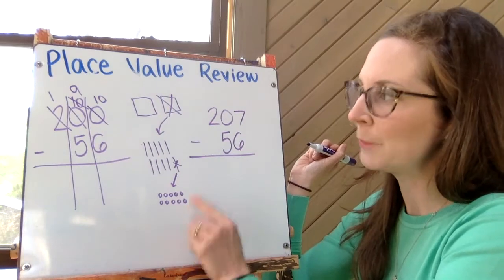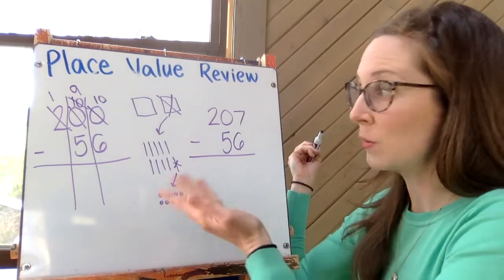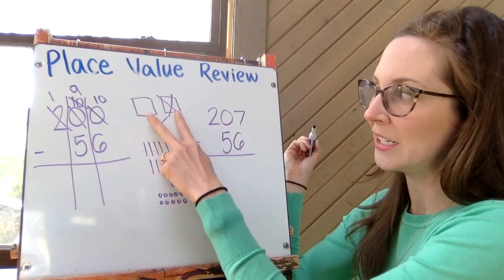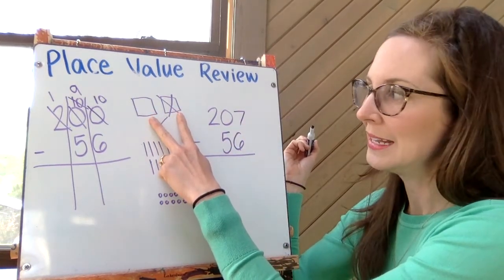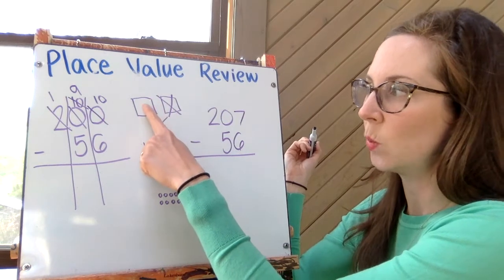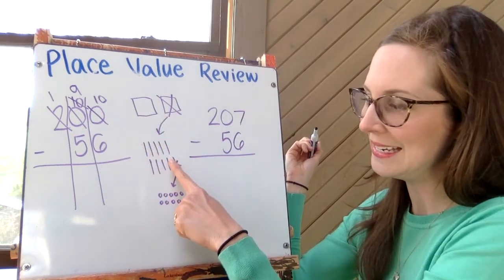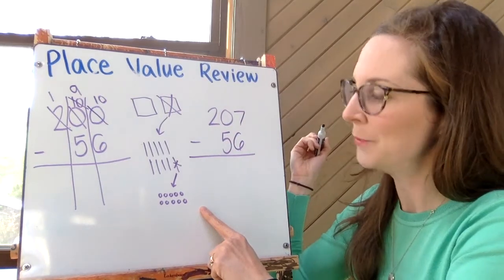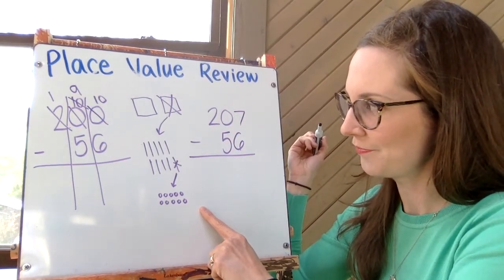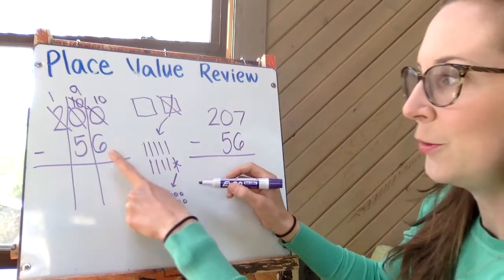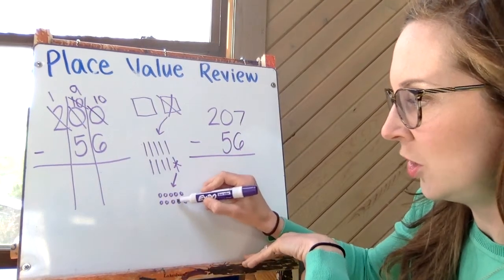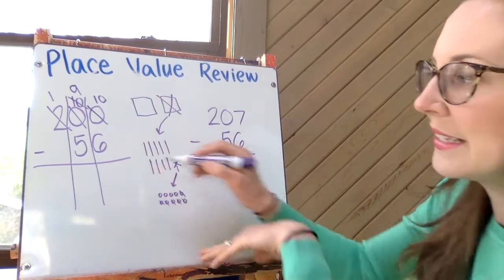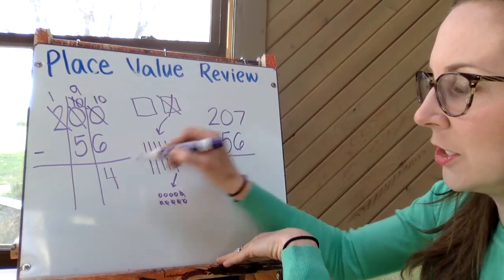So in my picture, let me take a step back and just say we still have 200 here. We went from 200 as 200 blocks to now 200 as 1 hundred block, 9 tens, and 10 ones. If we counted that all up, it would still be 200. Okay, so I'm taking away 6 ones. 1, 2, 3, 4, 5, 6. I know that 10 minus 6 is 4, and I showed it on my quick pick.